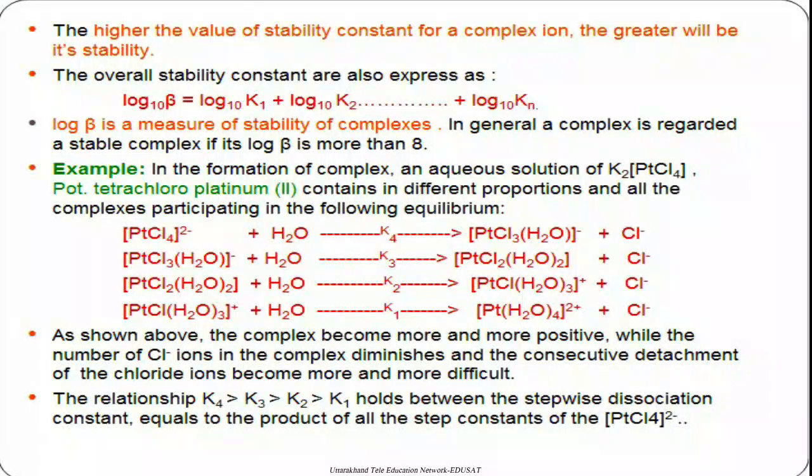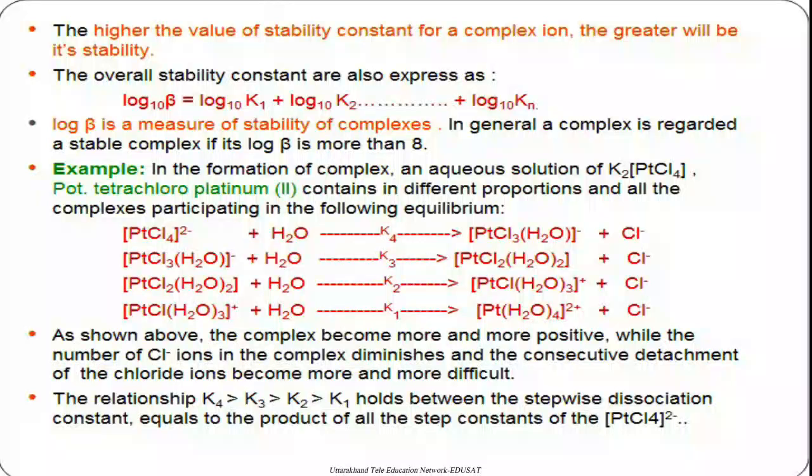Log beta is a measure of stability constant. In general, a complex is regarded as stable if its log value is more than 8. For example, in the formation of complex, an aqueous solution of K2PtCl4, that is potassium tetrachloroplatinate(II), contains complexes in different proportions, and all the complexes participate in the following equilibrium.